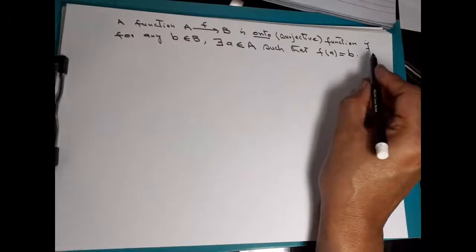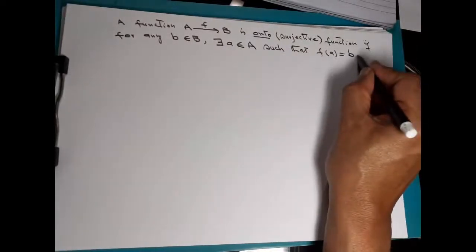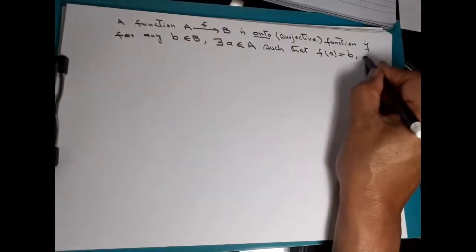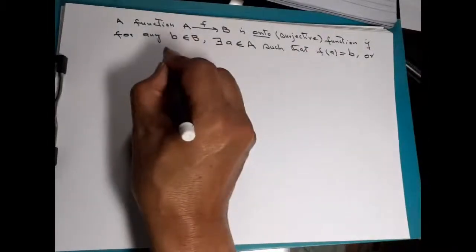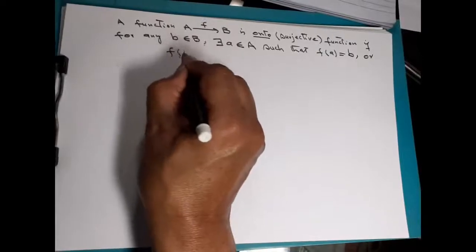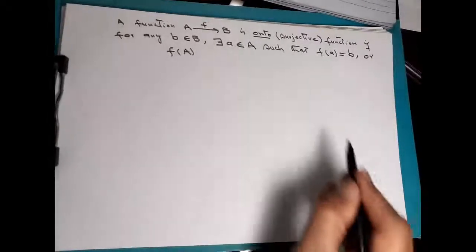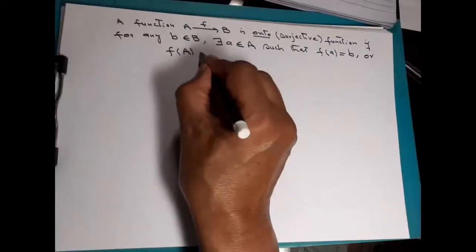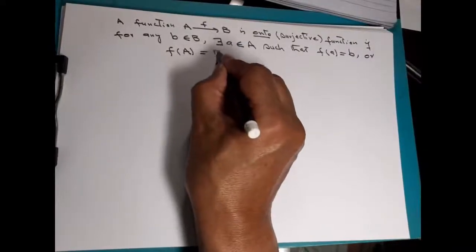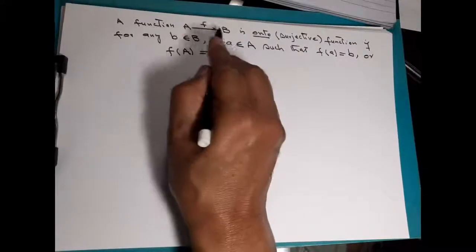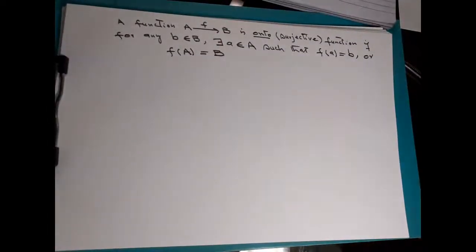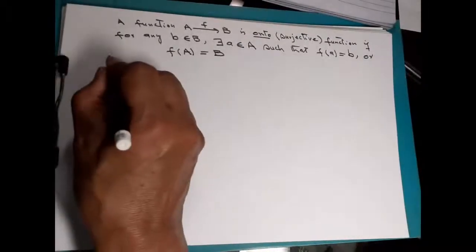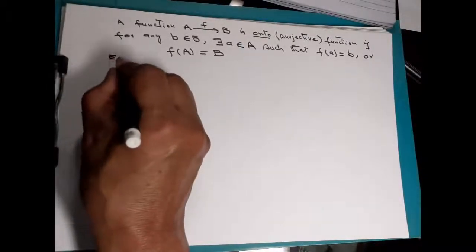So this is the definition of onto function, and we can say it very simply by saying that image of A, f(A), we have discussed what f(A) is. So f(A) is equal to B. Image of f is the whole set B. So this is in fact definition or concept of onto function. So let's see a few very simple examples.